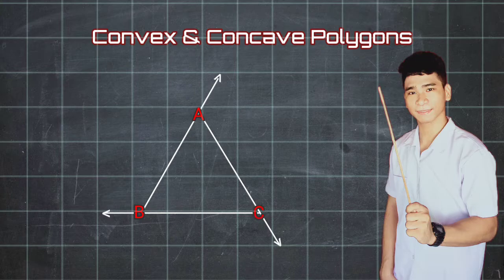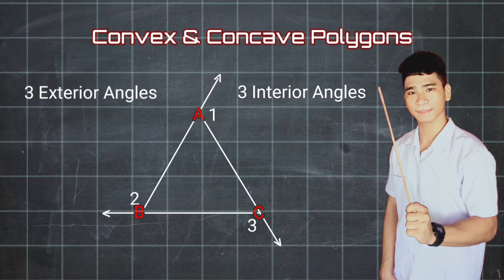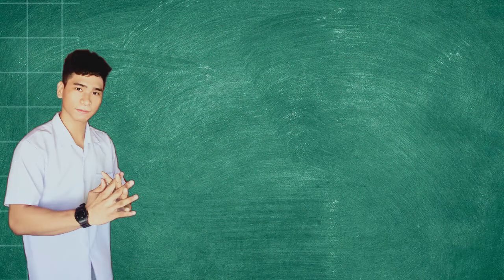Now, we need to count the exterior angles of this triangle since the sides of this triangle are extended. So we need to count: 1, 2, 3. So we have 3 exterior angles. And then how about interior angles? Of course, absolutely 3 angles. So this is another portion of polygons. Now let's go to the classifications of triangles.